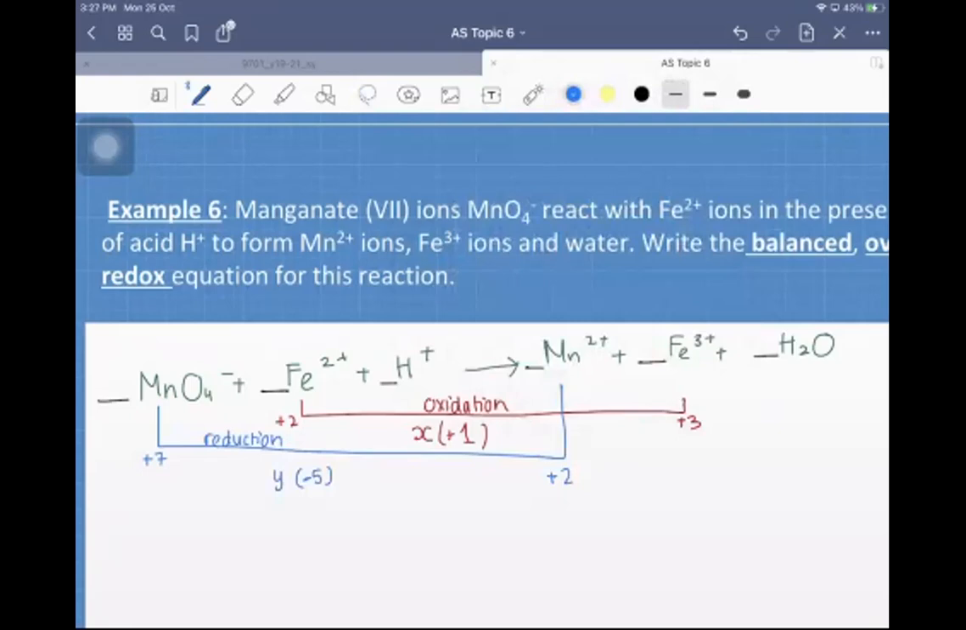Next, we want to match. Okay, so there's 5 and 1, right? The common factor would be 5 by 1, which is 5. That means I have to match so that my oxidation is increased by 5 and my reduction is decreased by 5. Remember, the X indicates the number of Fe atoms.